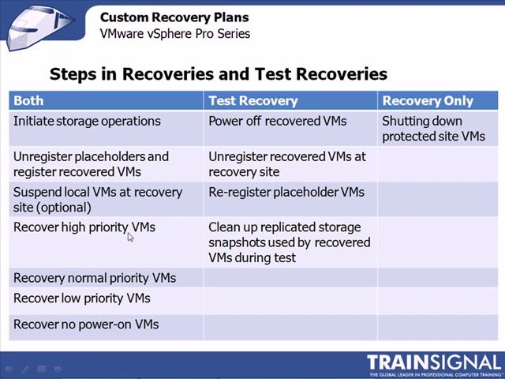Then we get into the priority groups. So we'll recover high priority virtual machines first, followed by normal, followed by low priority. Finally, we'll recover the no power on virtual machines or the no boot virtual machines.